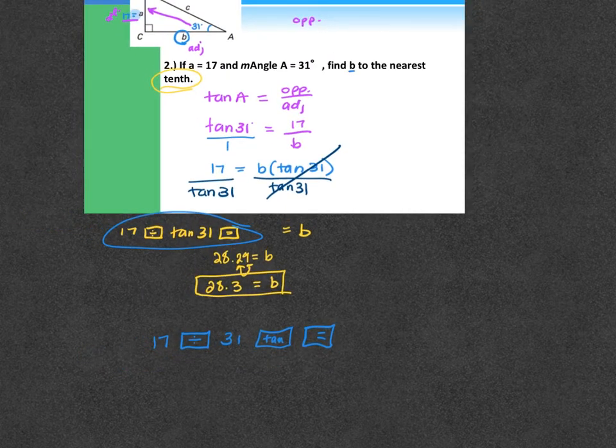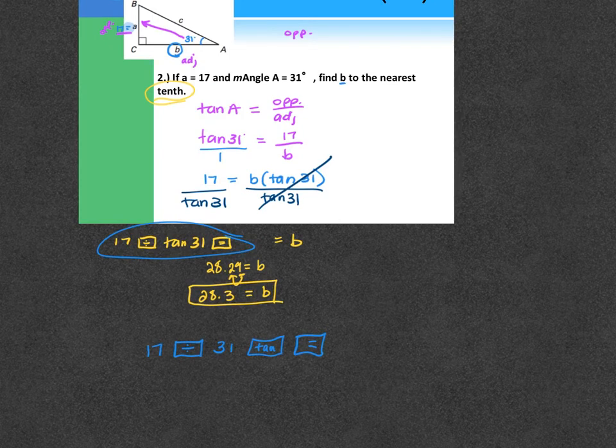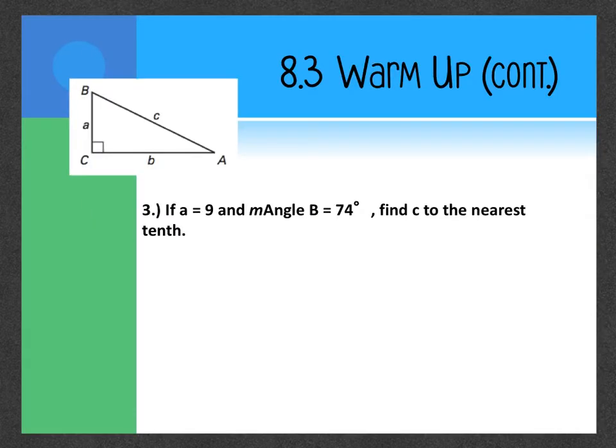Cool. Any questions on 2? All right, then comes 3. So again, you're given information. A is 9, so this side is 9. Angle B is 74, and it wants you to find C to the nearest tenth.